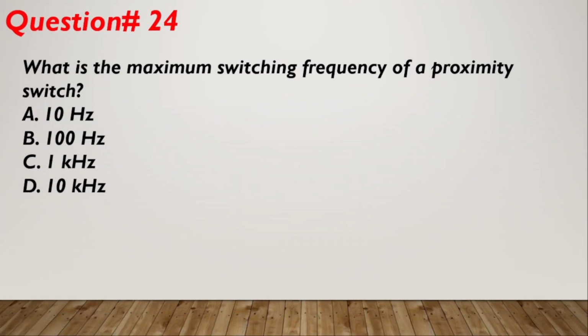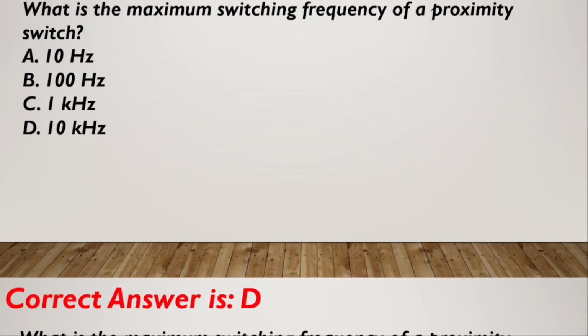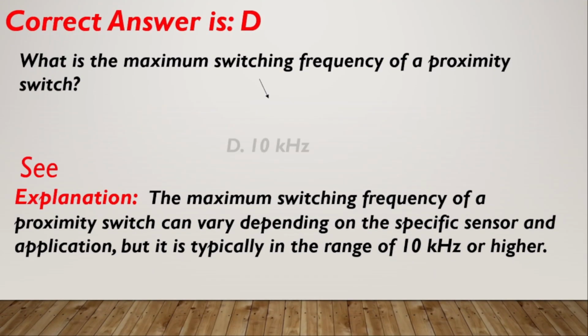Question number 24. What is the maximum switching frequency of a proximity switch? A. 10 Hz, B. 100 Hz, C. 1 kHz, or D. 10 kHz. Correct answer is D. 10 kHz.